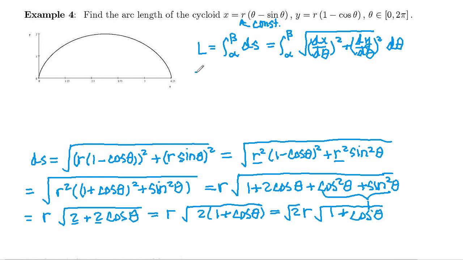So then our length here is going to be the integral from 0 to 2 pi, and then it's going to be root 2 times the radius, times the square root of 1 plus cosine theta.